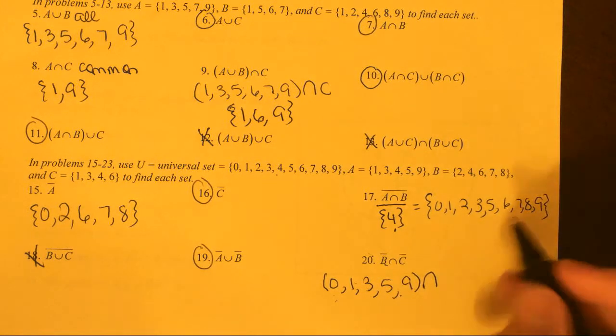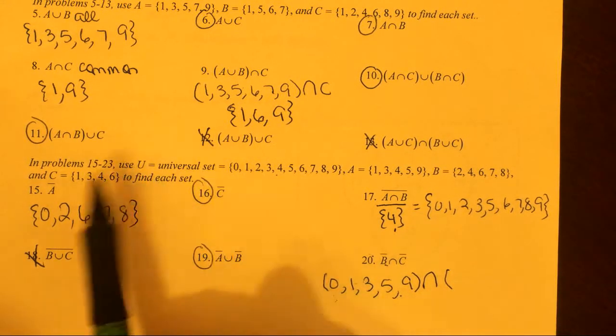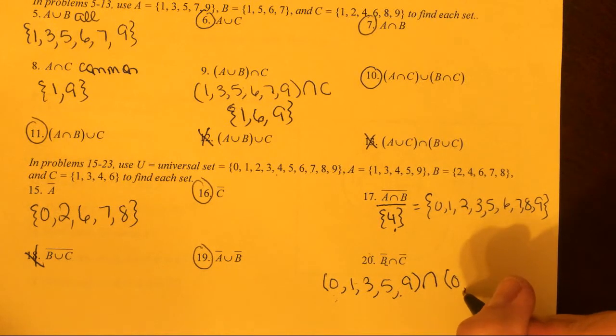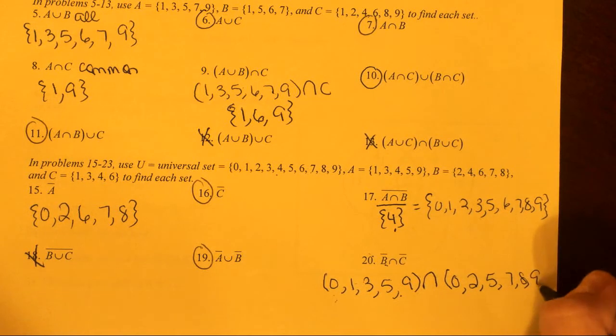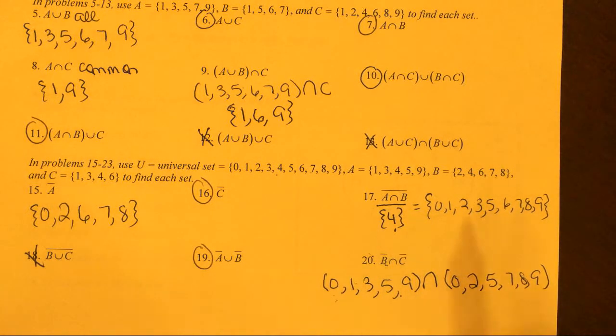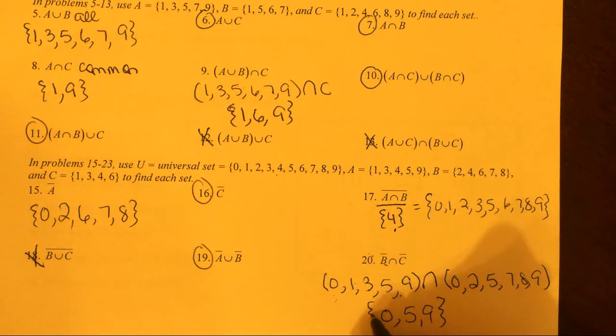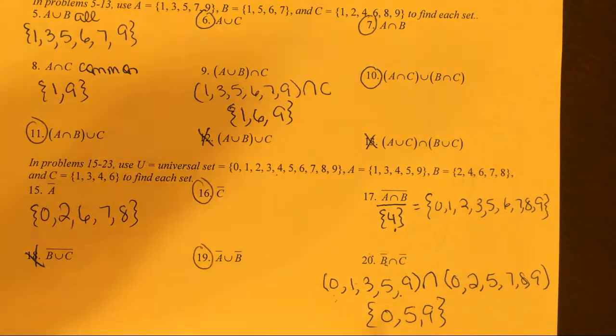Now we're going to find the complement of C. So I want everything in the universal that's not in here. So 0, 1 they're both in, 2, 3 they both have, 4 they both have, 5, 6 they both have, and then 7, 8, and 9. And now I want the intersection of these two. So they both have a 0, no 1, no 3, they both have a 5, and they both have a 9. So this is the set. Okay, you're going to go ahead and do 16, 19, and you can get rid of 18. I'm going to turn the page.